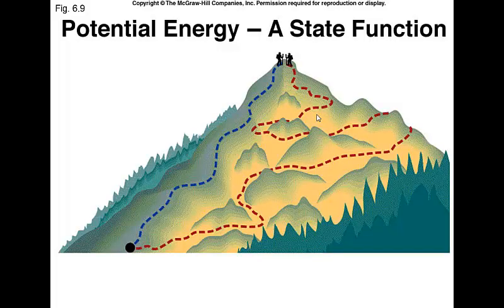Little example, climbing a mountain or potential energy. Both people climb the mountain. Both people have equal potential energy. But the guy on the right took way longer to get there. That's why potential energy is a state function. Does not depend on pathway. Alright, so a state function does not depend on pathway. A state function only depends on the condition at that point in time.